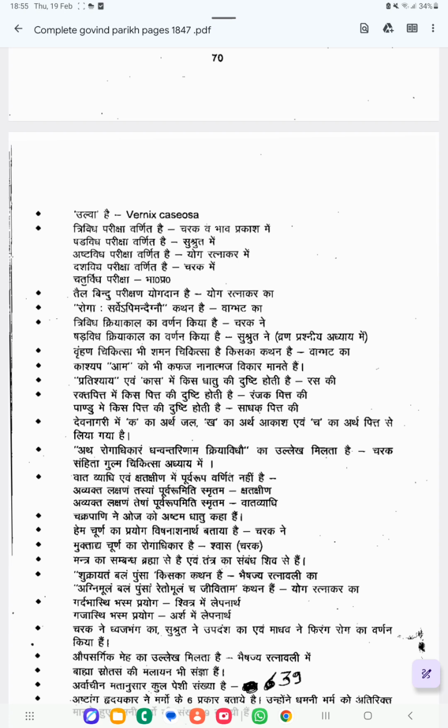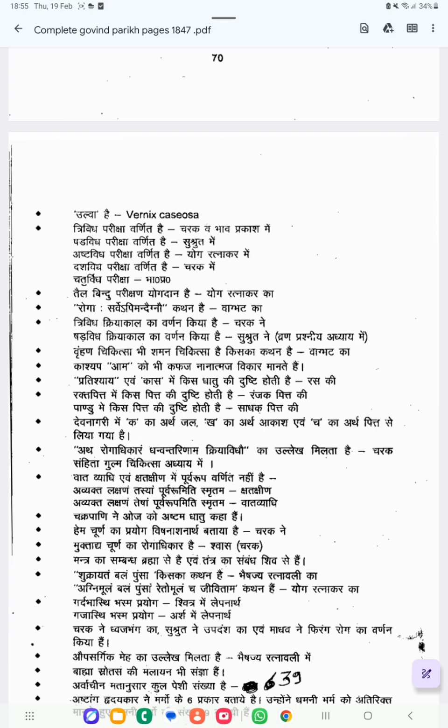Then Trividha Kriya Kala is mentioned by Charaka. Shadvidha Kriya Kala is mentioned by Sushruta. Very, very important: Shadvidha Pariksha and Shadvidha Kriya Kala are told by Sushruta. The Shadvidha Kriya Kala are Sanchaya, Prakopa, Prasara, Sthana Samshraya, Vyakti, Bheda, those six things. Through these six stages only the disorder develops in your body.